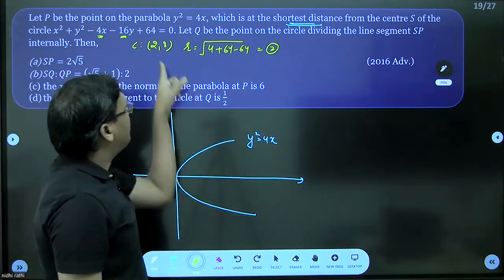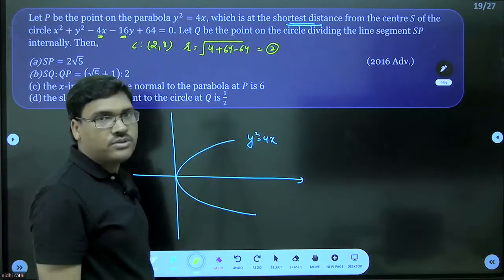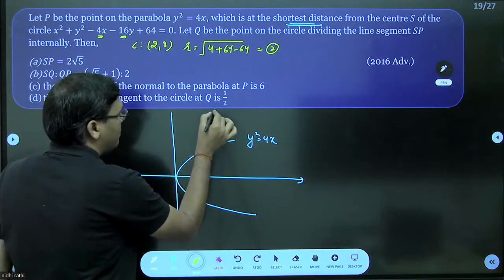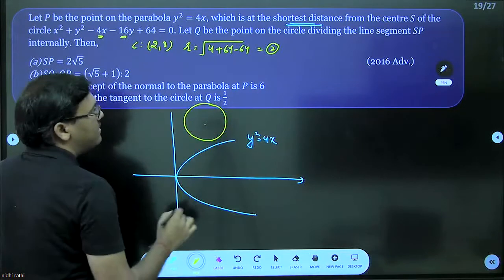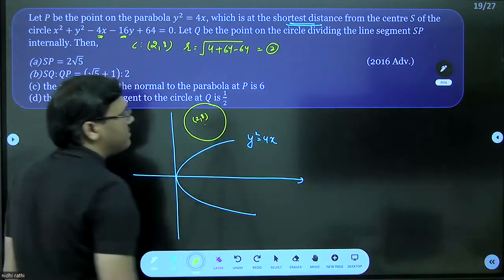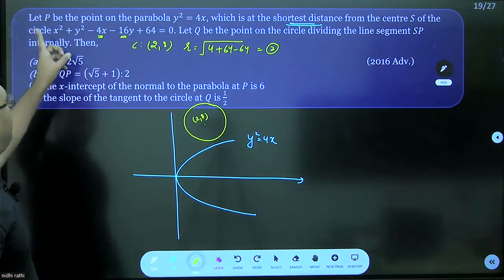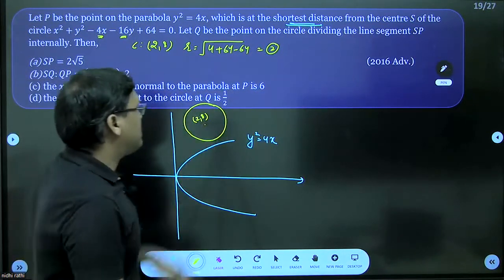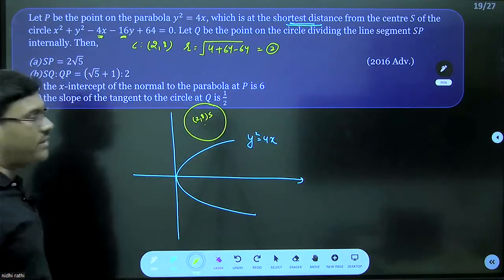If I put 2, 8 here, S1 is greater than 0. 64 minus 8, that is positive, right? And radius is 2. If you just check this, I can draw this circle. Let's say this is the circle which is having center 2, 8 and radius is equal to 2. Now the question is, P be the point on this parabola which is at the shortest distance from the center S of this circle.